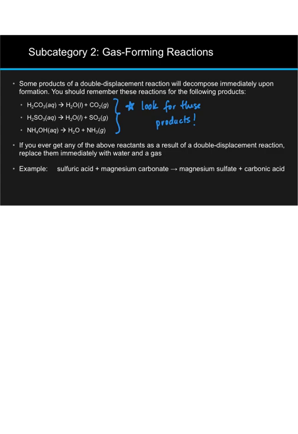In the reaction between sulfuric acid and magnesium carbonate to make magnesium sulfate and carbonic acid, we form one of those key substances. We're also going to need to keep in mind the fact that we need to check for precipitates using solubility rules, in addition to keeping an eye on these gas-forming unstable products.